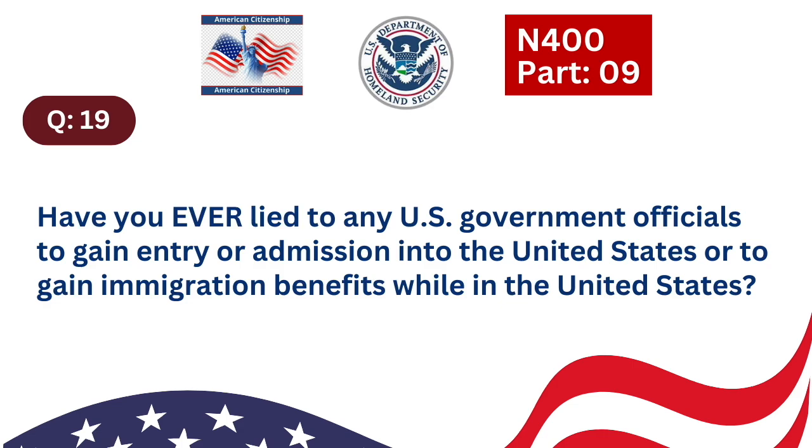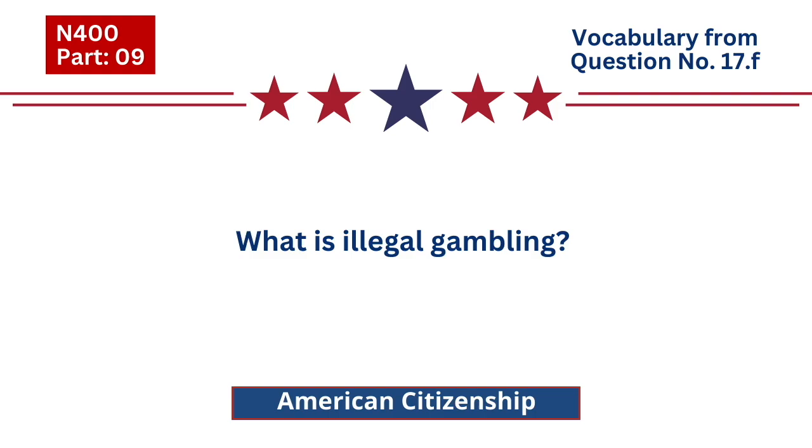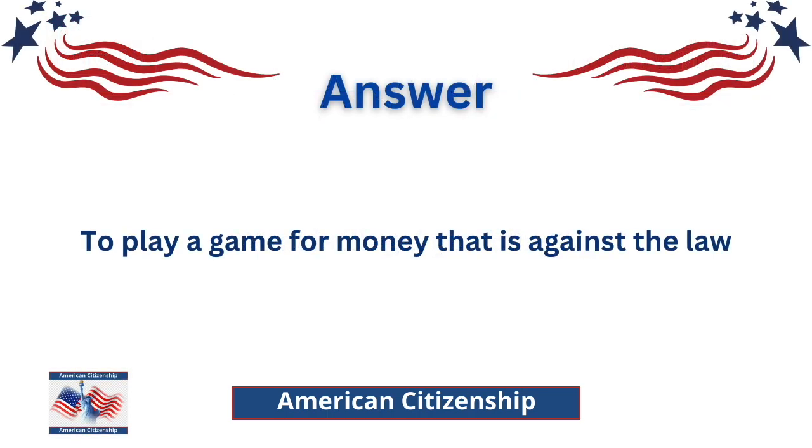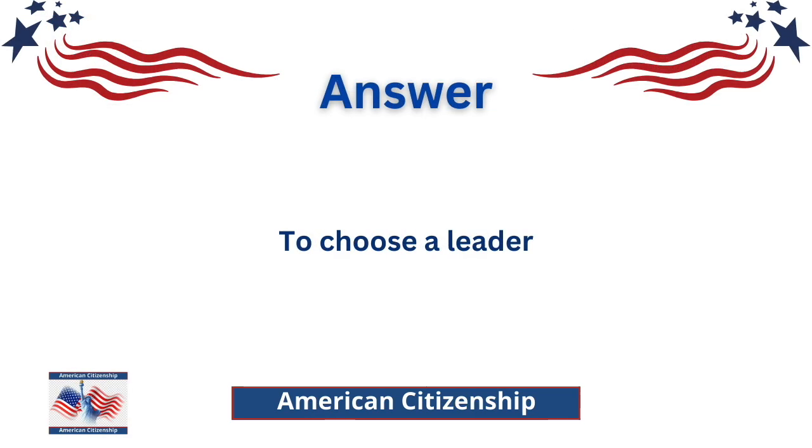Have you ever lied to any U.S. government officials to gain entry or admission into the United States, or to gain immigration benefits while in the United States? No. What is illegal gambling? To play a game for money. That is against the law. What is vote? To choose a leader.